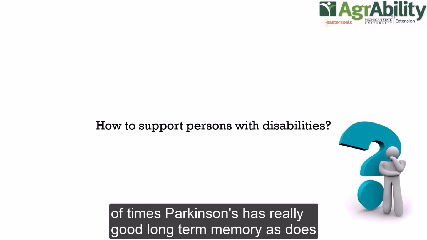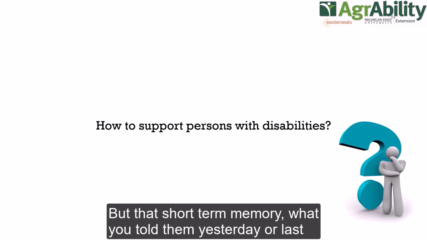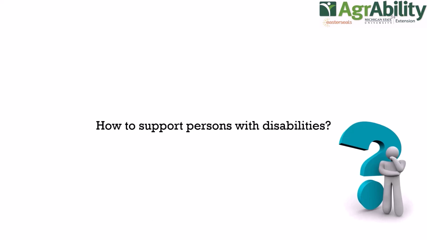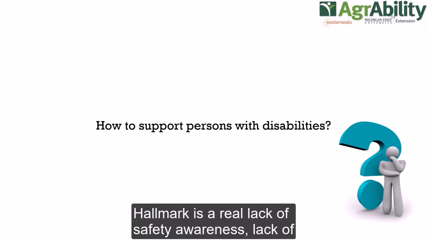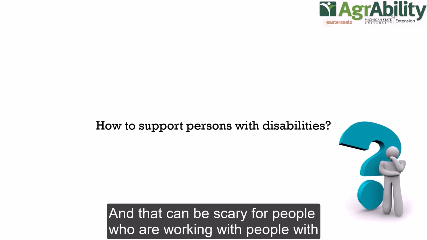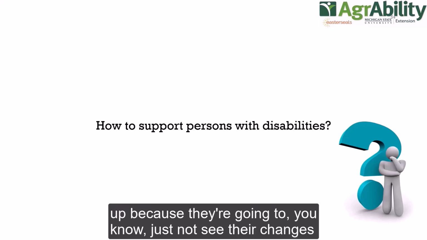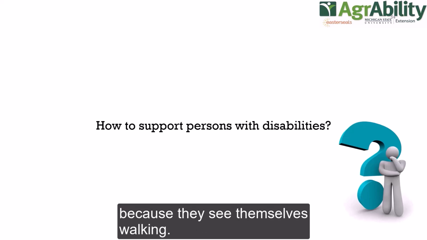A lot of times Parkinson's has really good long-term memory, as does dementia, but that short-term memory, what you told them yesterday or last week, doesn't stick. A very classic hallmark is a real lack of safety awareness, lack of insight into any of their changes. And that can be scary for people who are working with people with Parkinson's, or their family. Gosh forbid you bring it up, because they just don't see their changes, because they see themselves walking.